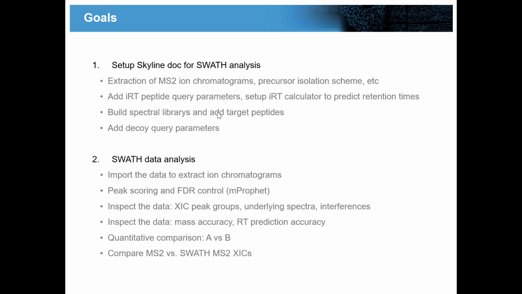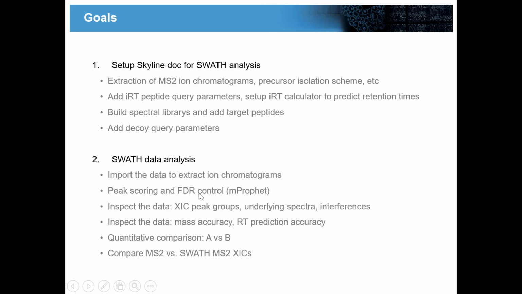So we're not going to extract all the proteins. We're just going to extract a few in the interest of time to show you how it works. And we're going to add also decoys. Skyline has a function for generating decoys. And then we're going to extract all that data. So section 2 is extracting the data. We're going to import the DIA data into Skyline, which is going to extract the ion chromatograms.